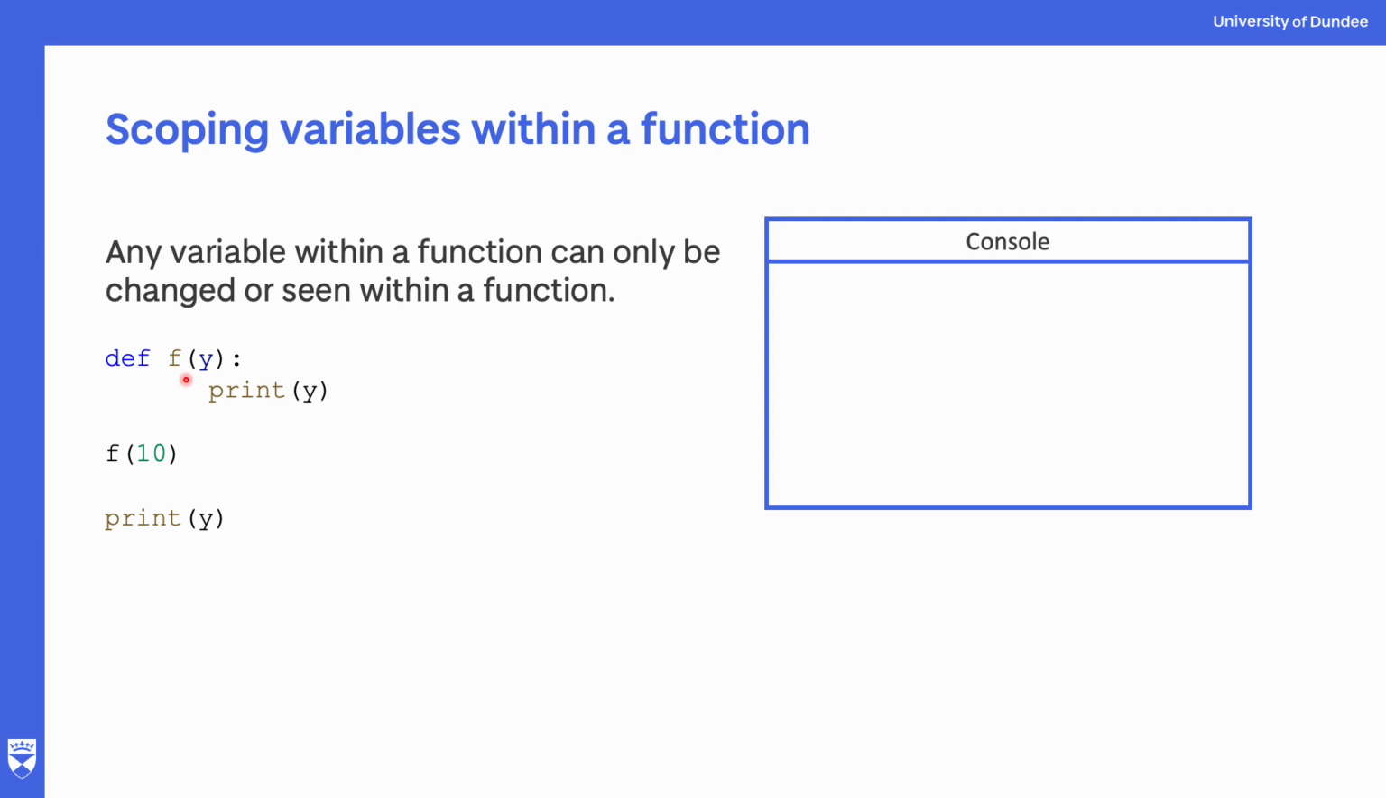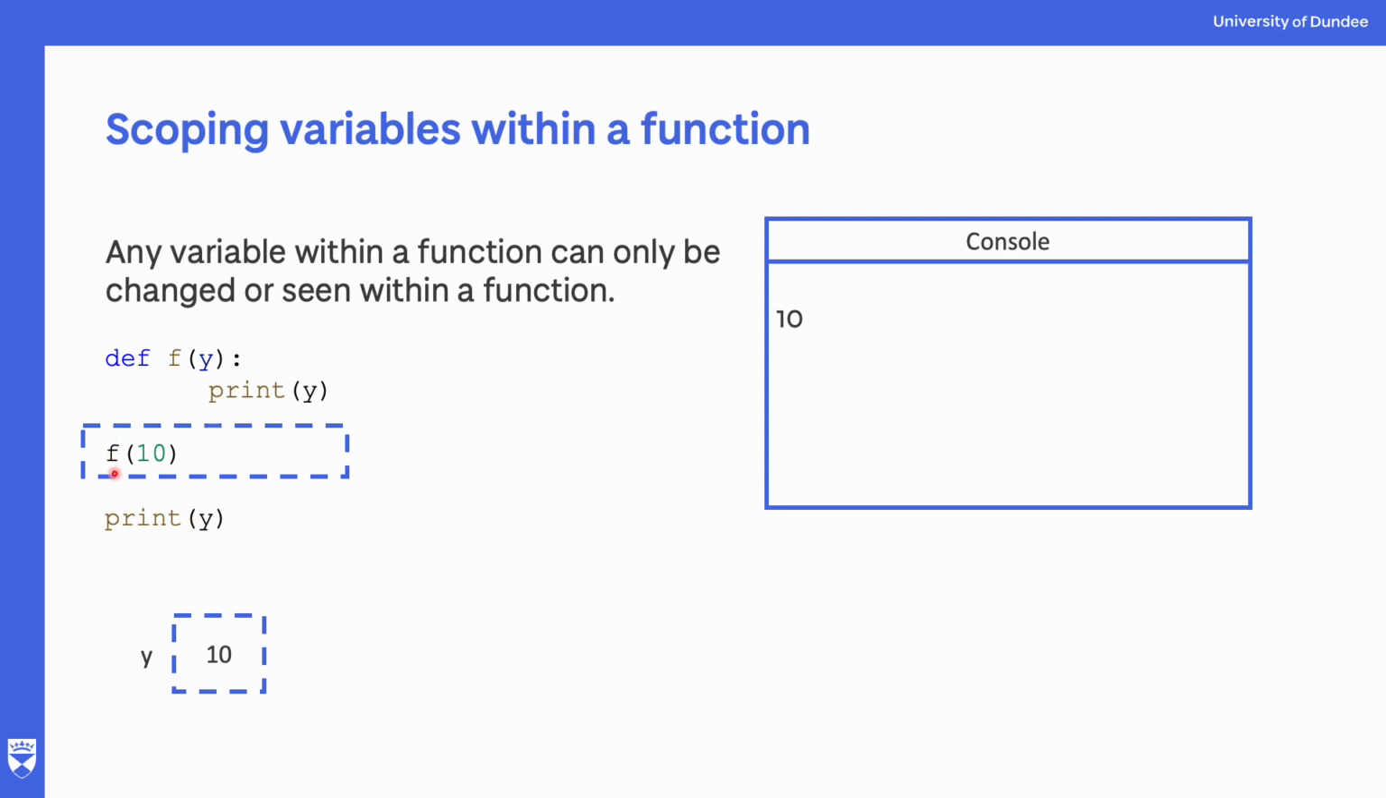So in this case, what do I have? I have a function that I've defined here for y. I've got print y. So then I'm going to call the function, I'm going to give it the argument 10. So what am I expecting it to do? I'm expecting it to print 10. Then I'm going to ask it to print y. So let's see what our issue with that is.